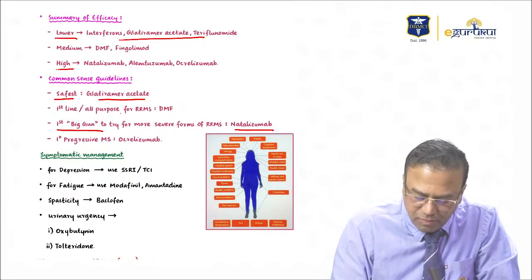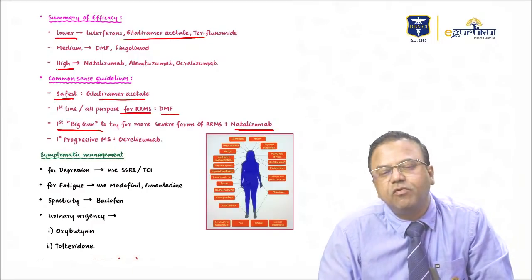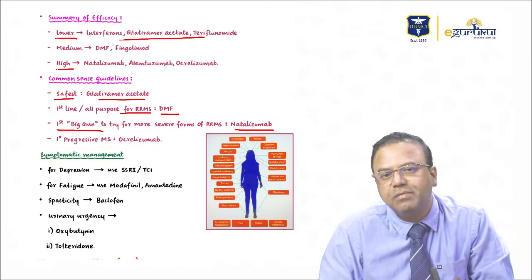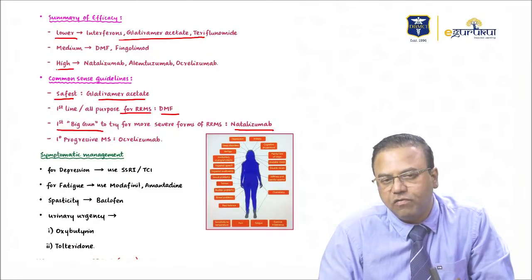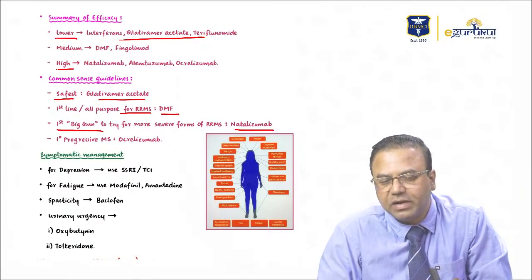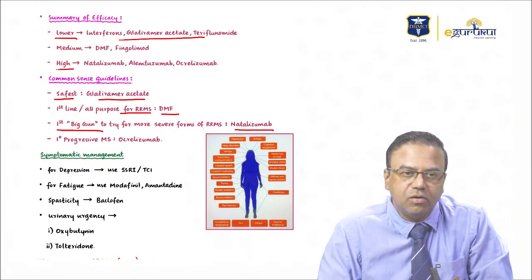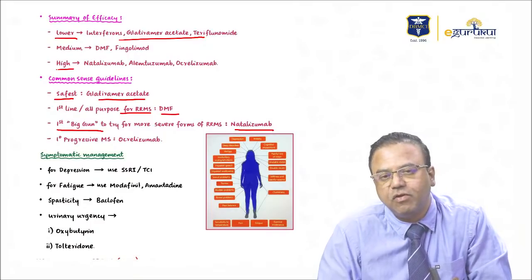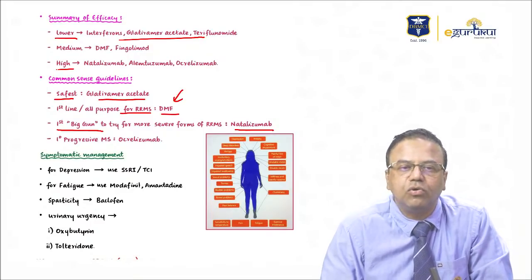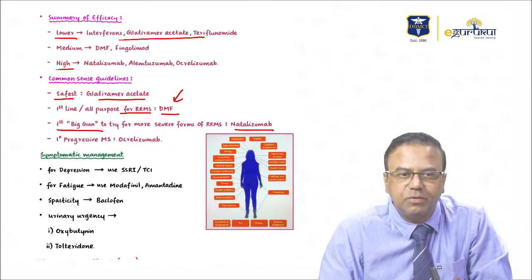Okay, first line for all purpose for relapsing remitting generally is dimethylfumarate. The advantage of dimethylfumarate compared to glatiramer is that dimethylfumarate is an oral drug. Okay, fingolimod, dimethylfumarate, teriflunomide, all these are old drugs. So DMF particularly is a rising star. It's quite effective. It's safe. Safety profile also is good. So this is the reason why dimethylfumarate is generally the oral drug that we go to in most patients with relapsing remitting multiple sclerosis.